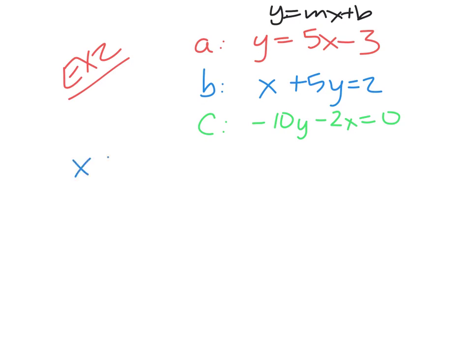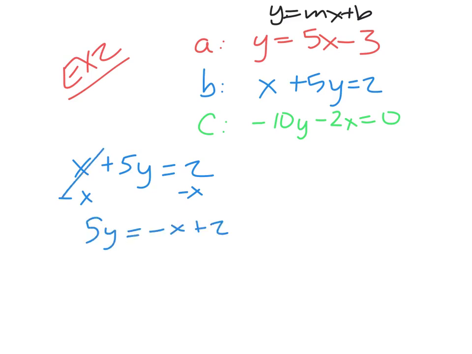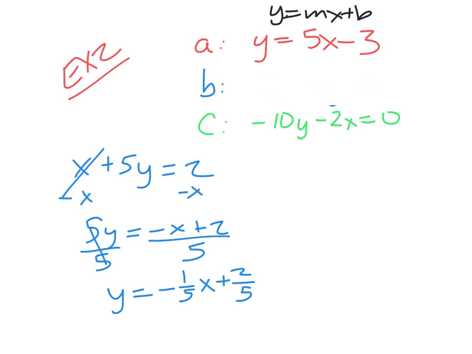So B is x plus 5y equals 2. So I'm going to subtract the x. So I get 5y equals negative x plus 2. Divide by 5. So y equals negative 1/5 x plus 2/5, right? Okay, so I'm going to write that up here instead of what was originally there. So y equals negative 1/5 x plus 2/5.